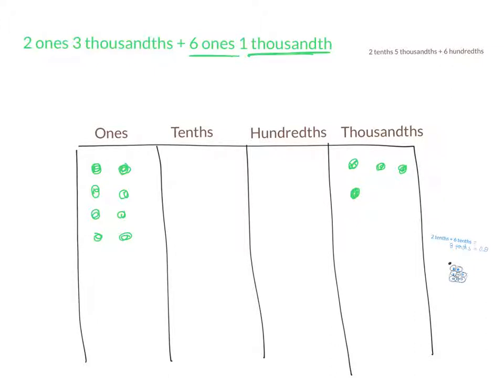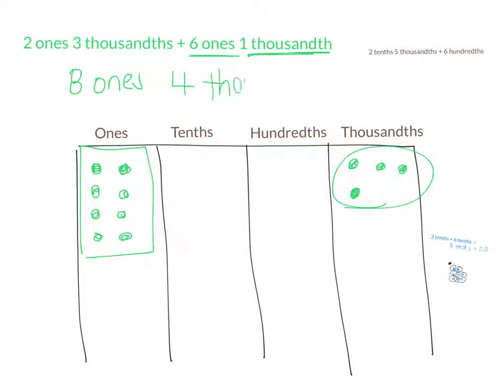In order to find out what we have all together, we just need to count up what we have. How many dots do we have in the ones column? 8. So how many ones do we have? 8. So we have 8 ones. Do we have any tenths? No. Do we have any hundredths? No. Do we have any thousandths? Yes. So we have 8 ones, 4 thousandths.